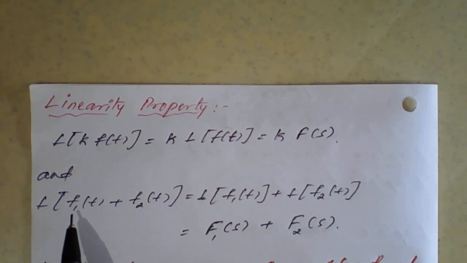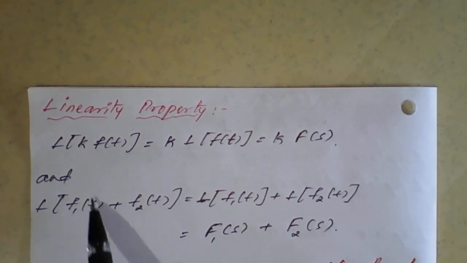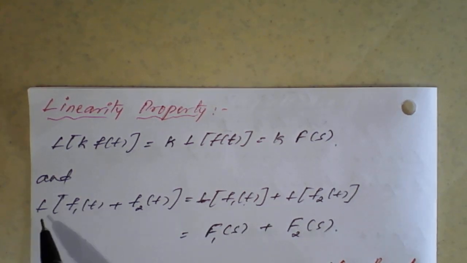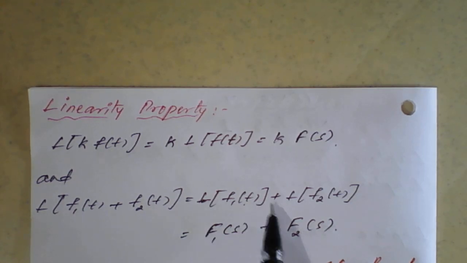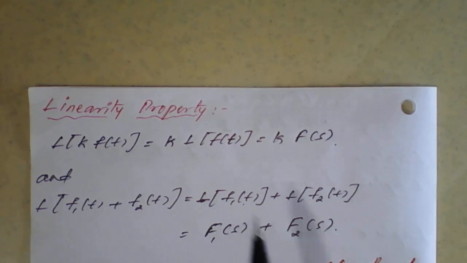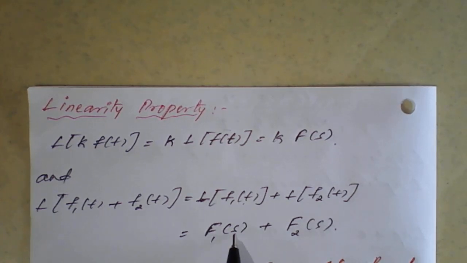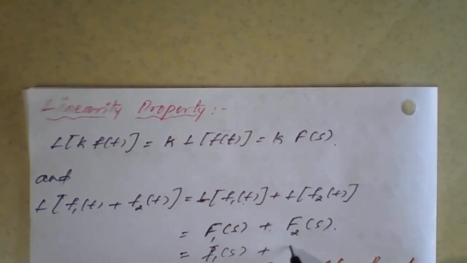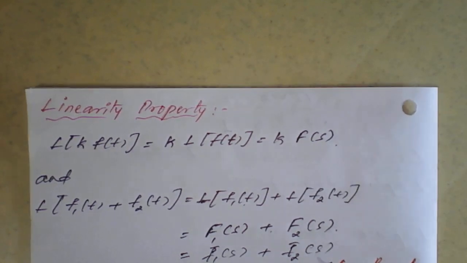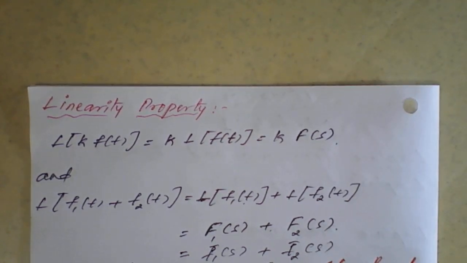Similarly, we have one more linear property, that is addition. Laplace transform of f1 of t plus f2 of t can be written as L of f1 of t plus L of f2 of t, means the operator can be separated using addition. So this resultant can be written as capital F1 of s plus capital F2 of s, or in other words, we can also write this as F1 dash of s plus F2 dash of s, just for understanding.